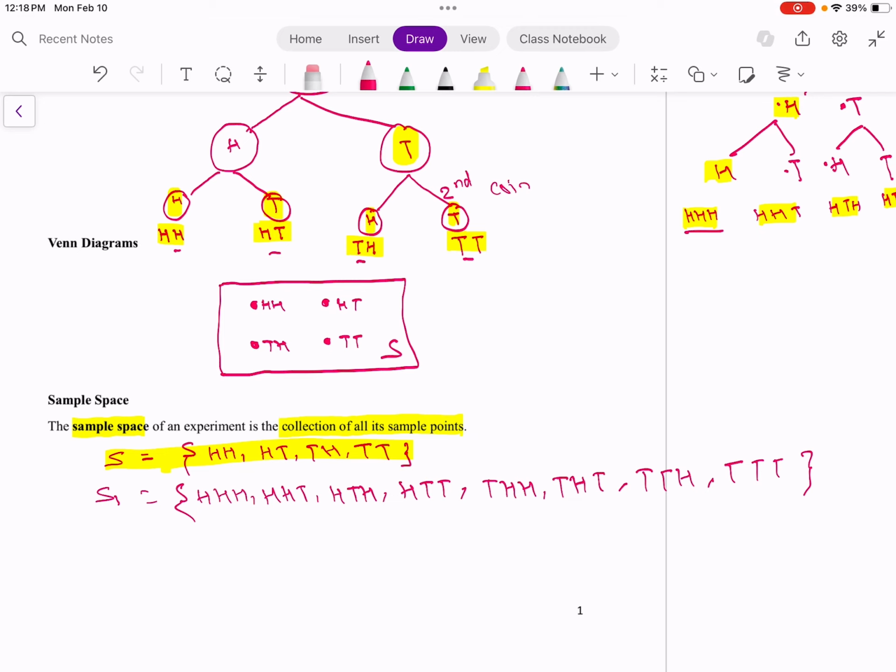Use a circle or a rectangle to represent that sample space. And inside that sample space we use a dot for each sample point. And make sure to label your sample points.